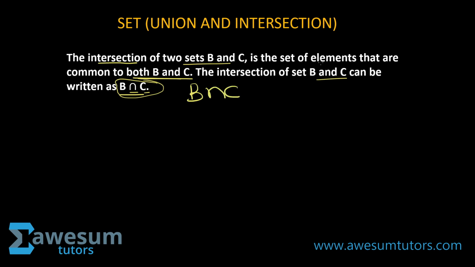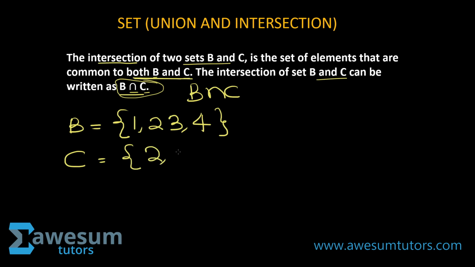Okay, now take note. It says it is the set of elements that are common to both B and C. Remember that in union we say it is the combination. That means you will combine the elements in both sets. But in this one, what is common to both B and C? Let us take a look at some examples right here. I have set B to be 1, 2, 3, and 4. I have set C to be 2, 5, and 9. And I have been asked to find B intersection C.